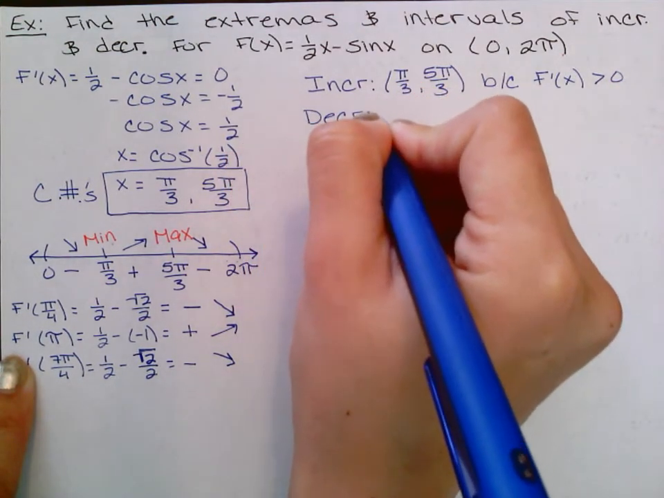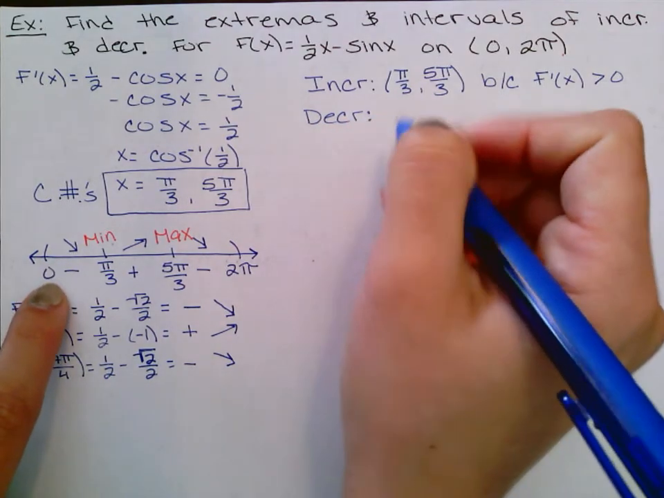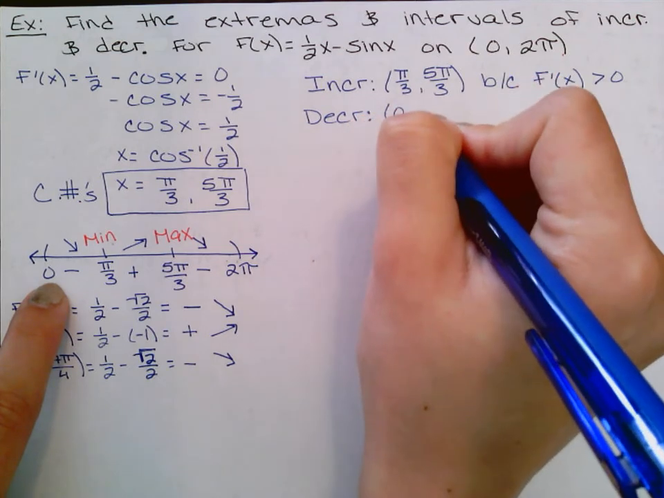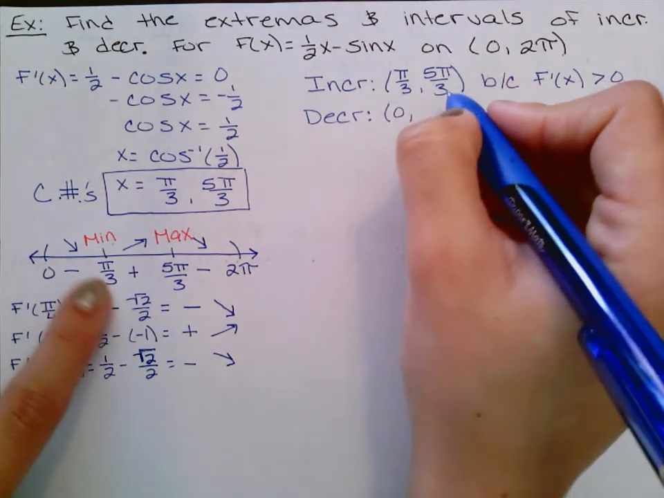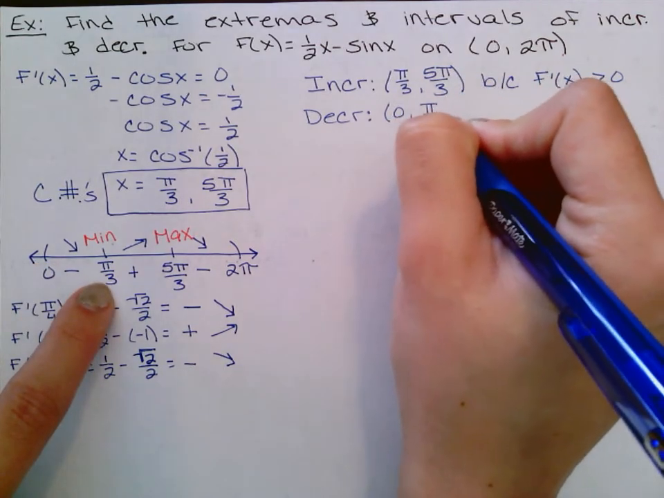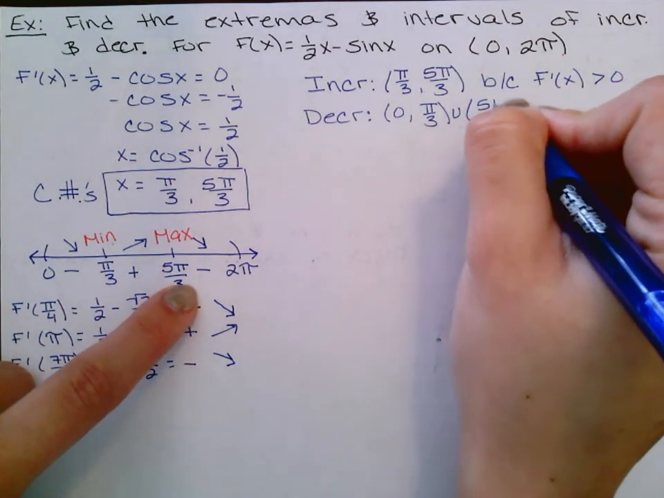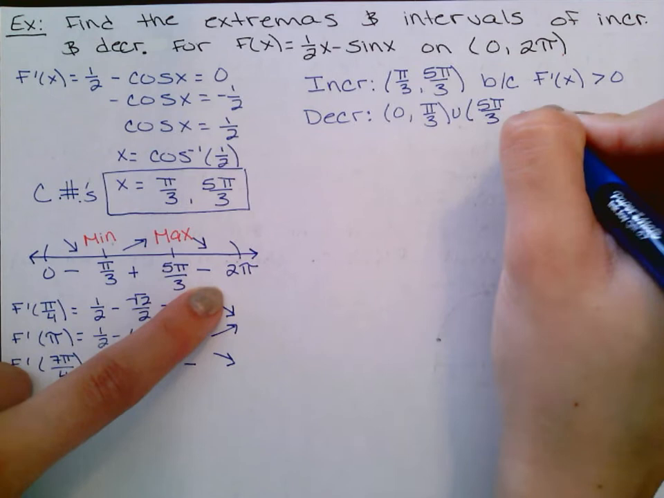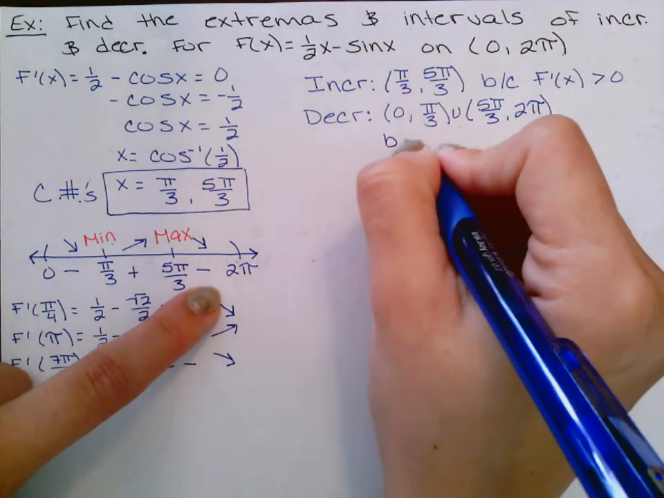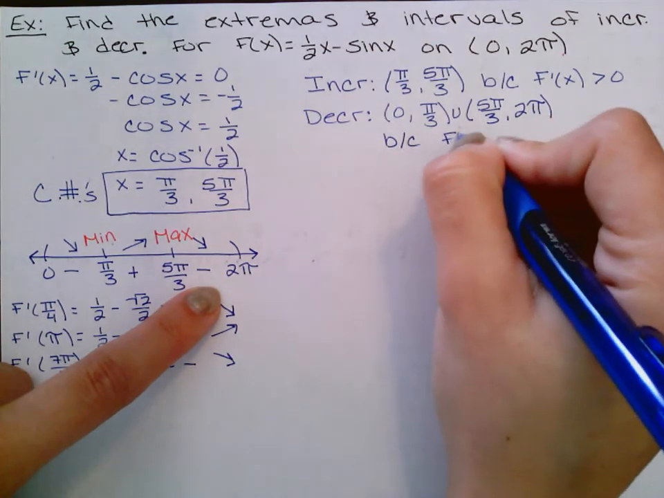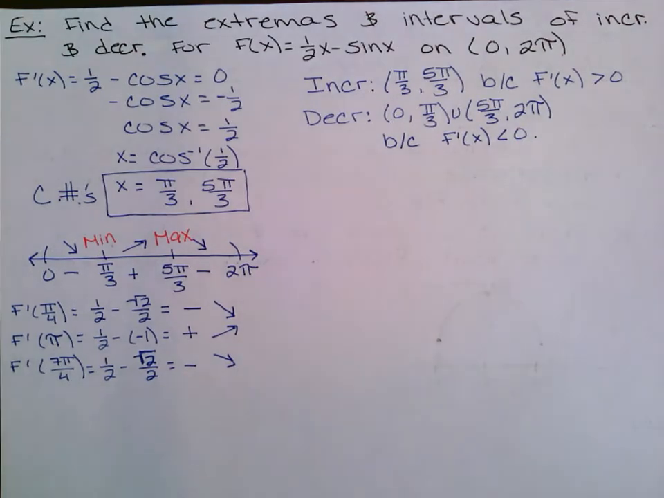Now I was decreasing twice. Here I don't say from negative infinity, I do say from 0. The parentheses indicate that I didn't end up touching 0, but at least I know I was blocked off by that. So from 0 to pi over 3, union, which means and, also from 5 pi over 3 to 2 pi. And I would say because I found that the derivative, f prime, was negative, or we could say less than 0. Okay?